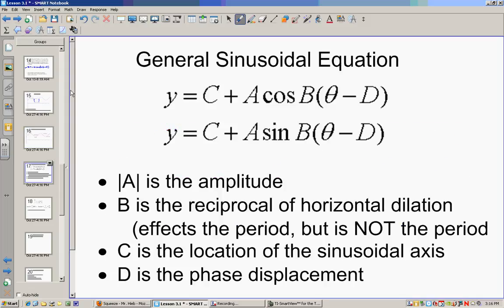So here is your general sinusoidal equation. Y equals c plus a cosine b theta minus d, where a is the amplitude, or the absolute value of a, I should say. B is the reciprocal of the horizontal dilation. So that's not the period, which a lot of people get confused with. C is the location of the sinusoidal axis, and D is the phase displacement.